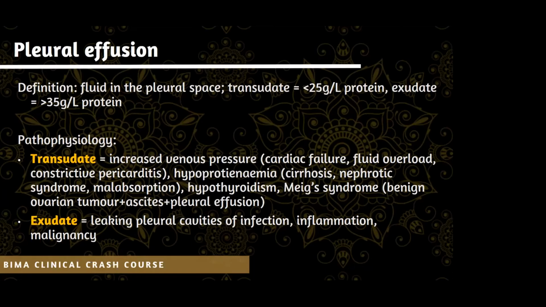You drain that pleural effusion. It just keeps coming back, but once you remove the ovarian tumor, it is instantly resolved. An exudate, on the other hand, is caused by leaking into the pleural cavity from infection or inflammation, and also malignancy.